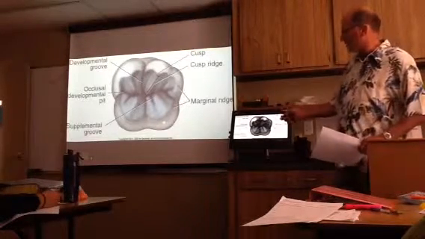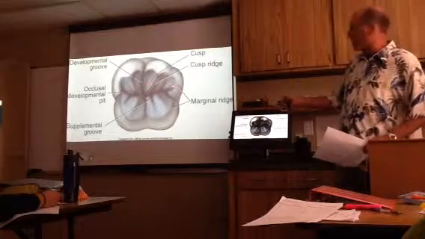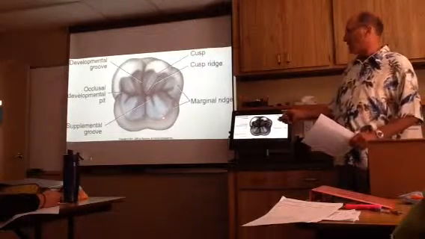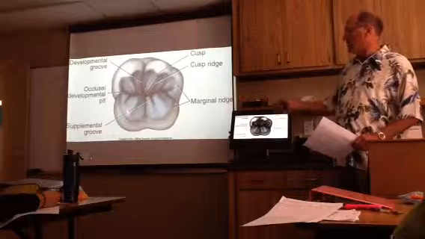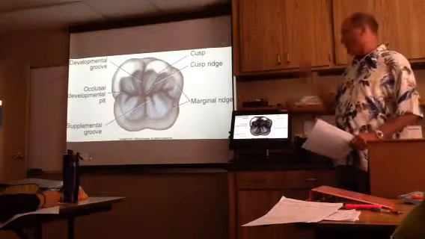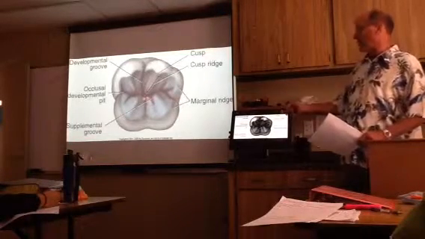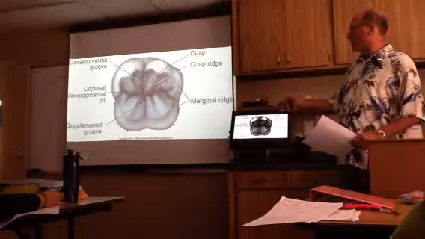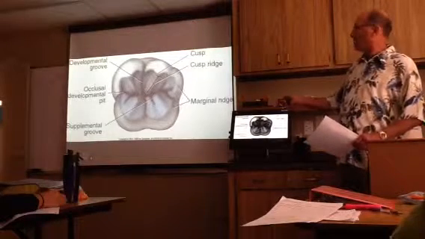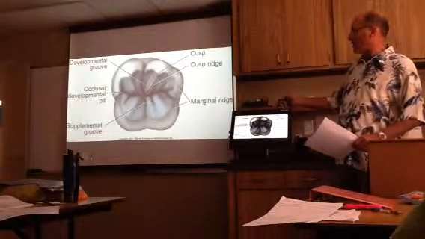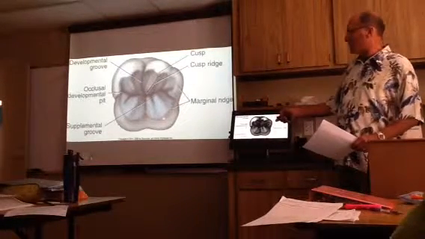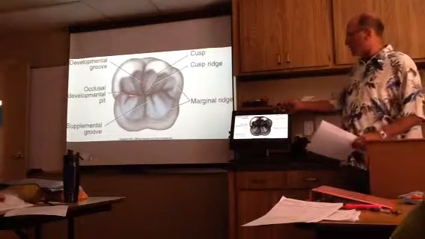So let's name the cusps. Distolingual, mesiolingual, mesiobuccal, distobuccal, distal. Consequently, the grooves are a lingual groove and 2 buccal grooves on this one: mesiobuccal, distobuccal. This is distal. You gotta know the grooves. The central groove also splits into the distal groove, the mesial groove, lingual groove, mesiobuccal groove, distobuccal groove.